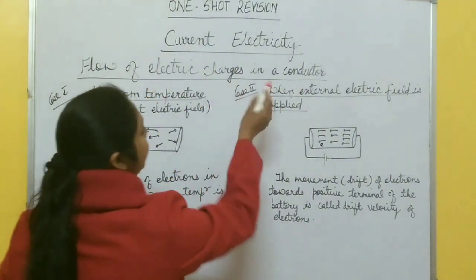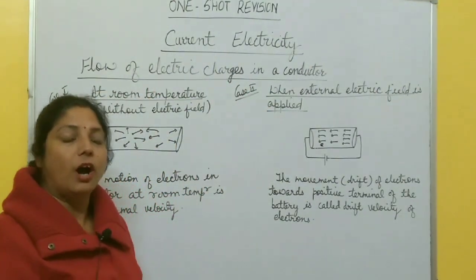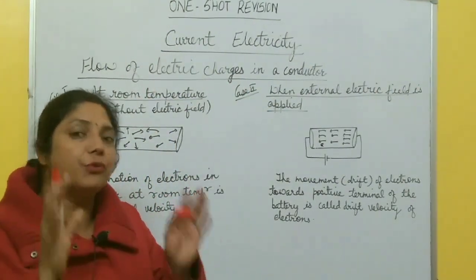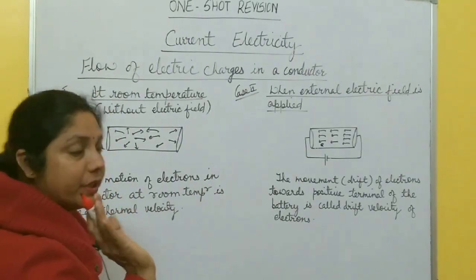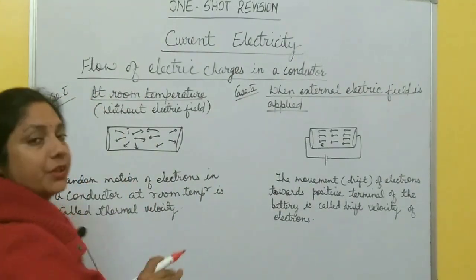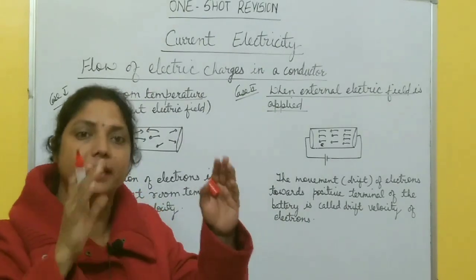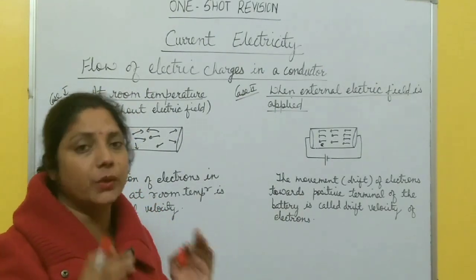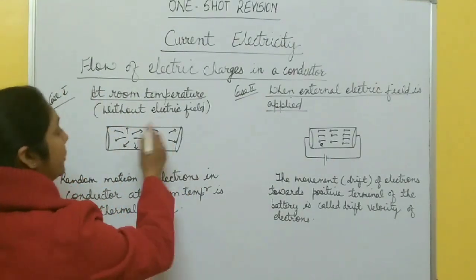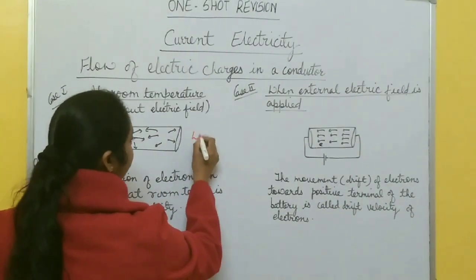Now, flow of electric charges in a conductor. How do charge or electrons flow inside the conductor? There are two cases. First is at room temperature, normal condition, when no battery is connected to the conductor. It means no electric field is applied. Without electric field, I can say without battery.